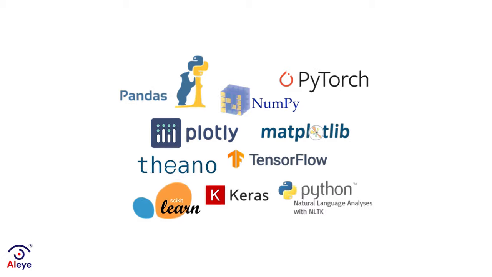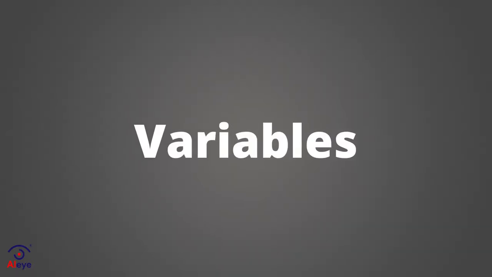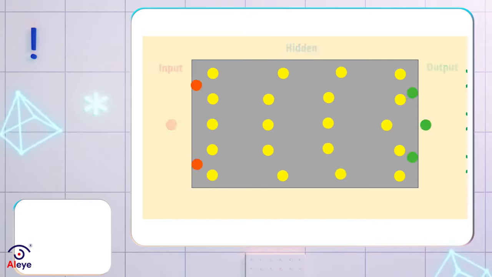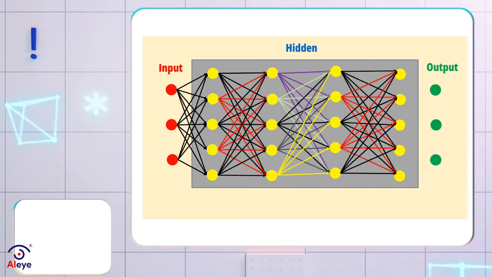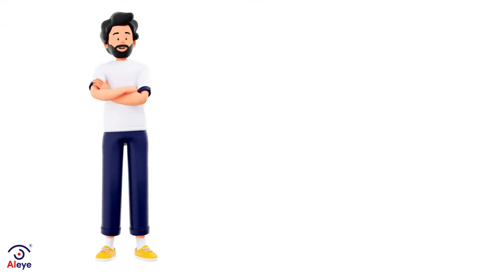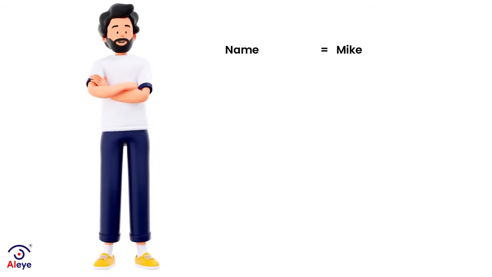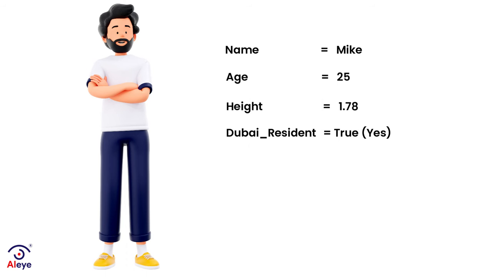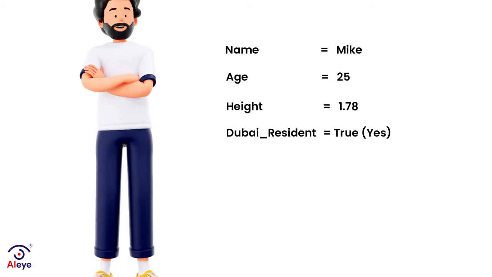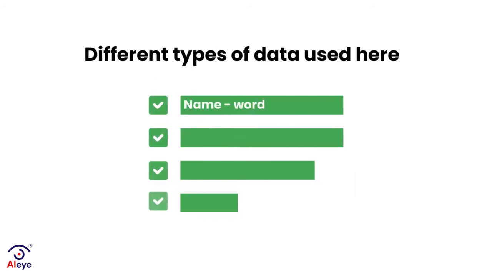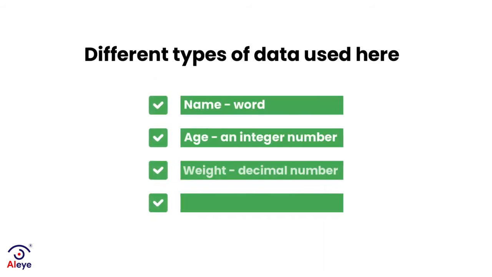Variables. We learned that neural networks receive input data or information for processing. Let's assume we input information about a person as follows. Name, Mike. Age, 25. Height, 1.78. Dubai resident, true, yes. As you can see, there are many different types of data. Name is a word, age is an integer number, height is a decimal number, and Dubai resident is Boolean, true or false.